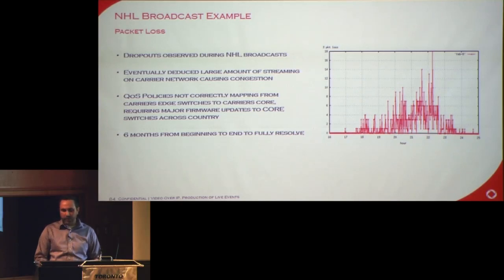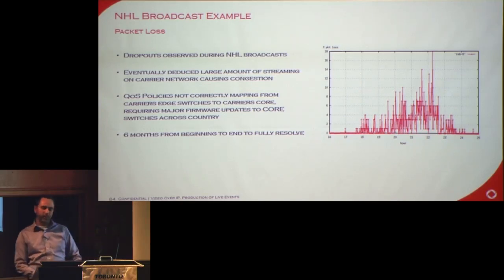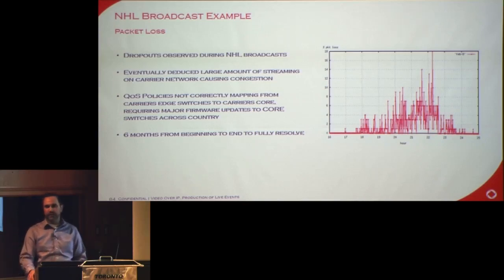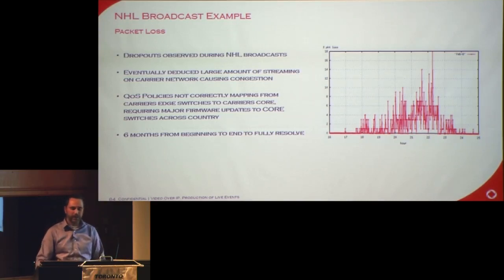Us being a premium customer should never have been affected, but what was happening is our packets entered the edge of the carrier network and then eventually into the core, worked their way across the country, came back out at the other end. Quality of service wasn't mapping properly from two manufacturers of switches. End to end, 6 months to fully troubleshoot and resolve. Had to involve putting new firmware into every single switch in the carrier's core and edge to fully resolve, and two major manufacturers to even recognize it.